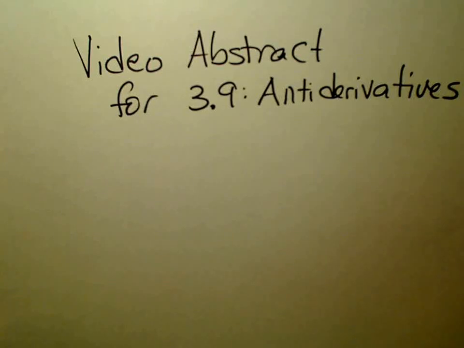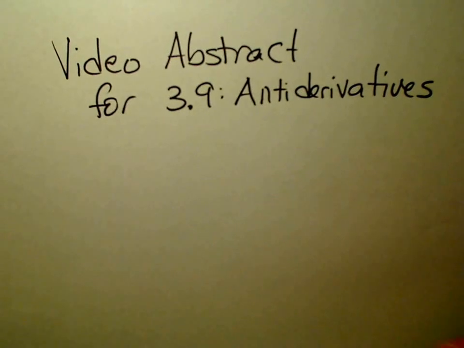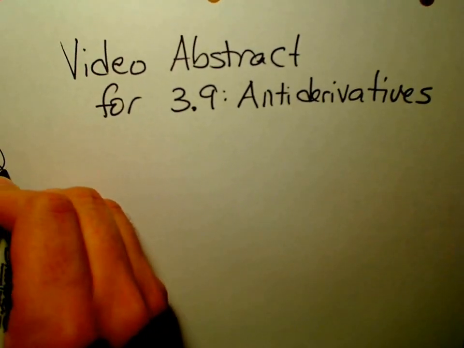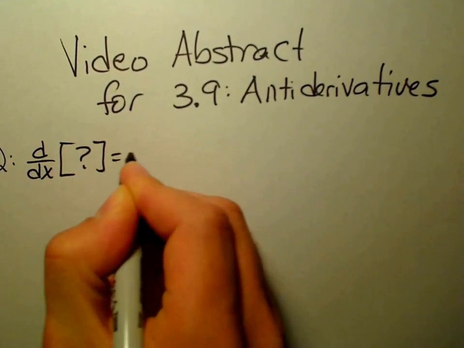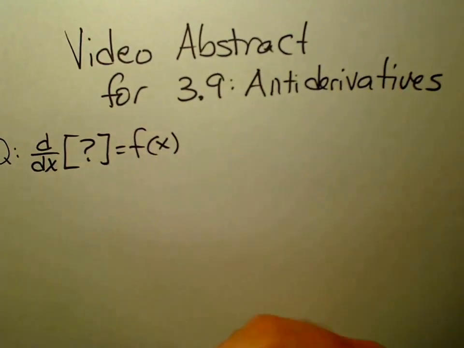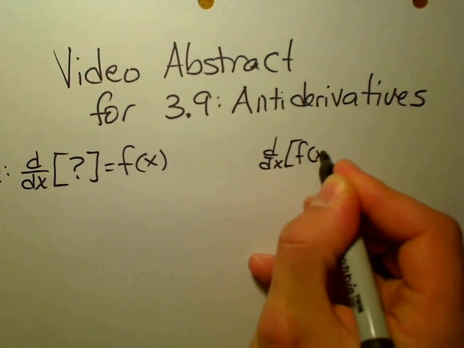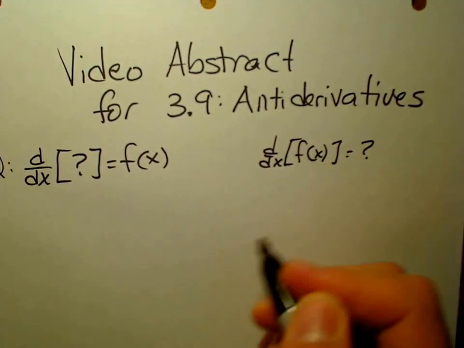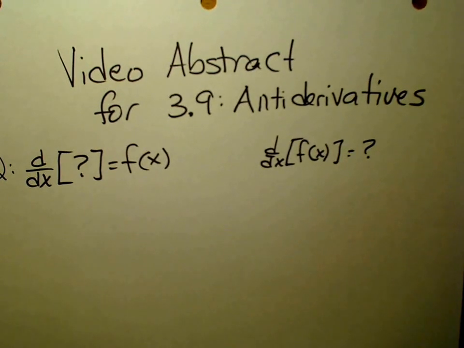I wanted to put together a short video to summarize the major ideas of section 3.9 on antiderivatives. What we're trying to do here is answer a question like this: the derivative of what equals f of x? This is in some sense the inverse of what we had been doing before. We had been doing the derivative of f of x yields what, and now we're sort of going backwards from that. And this will kick off ideas that will run through chapter 4, chapter 5, and beyond.